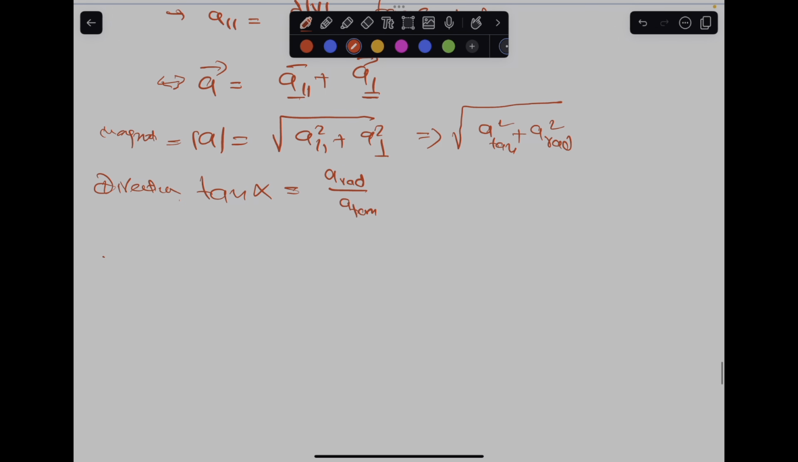Now we're going to discuss the relative motion.